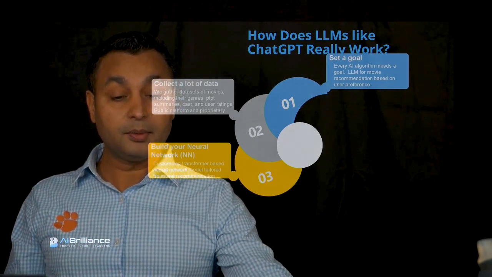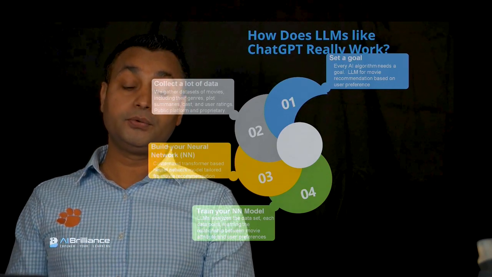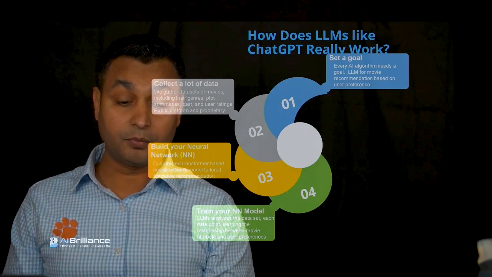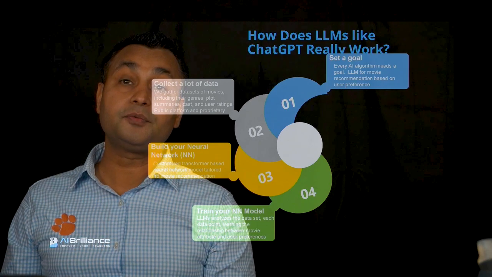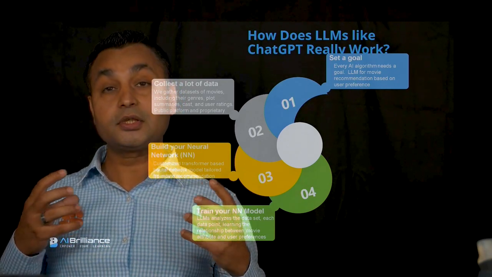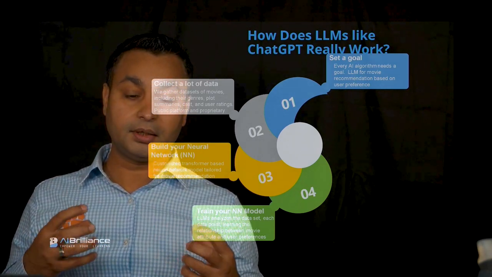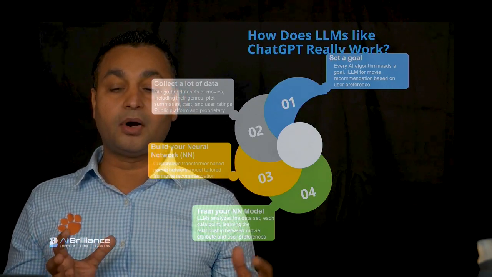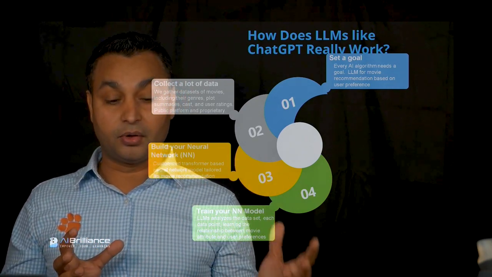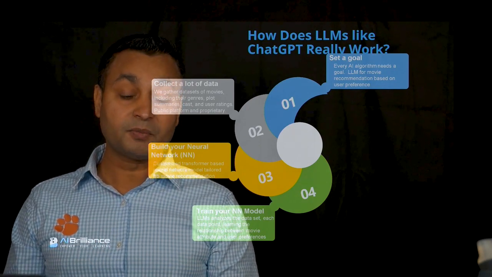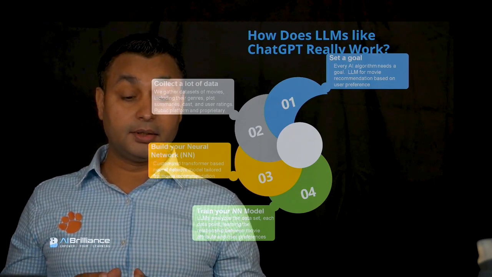Now, once you have built a model, the next thing that you will do is train your neural network model. Okay? So the training involves using the specific instantiation of the data that you have collected and running that through the model and adapting and training that model itself, right? So in this case, the large language model will analyze the data set that you have collected.